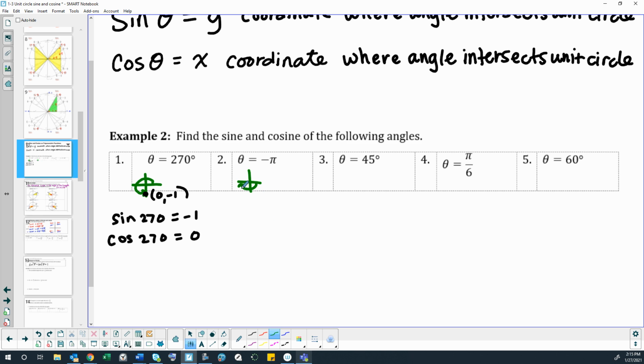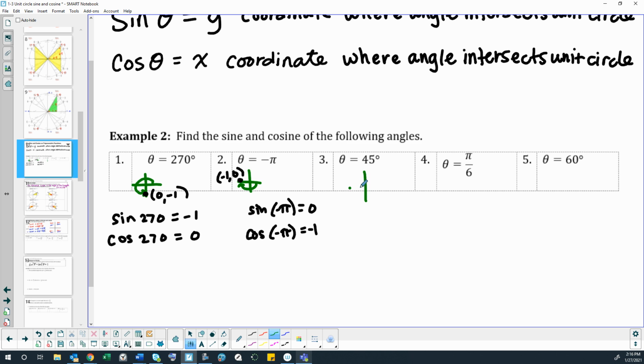Here's a sketch of -pi. So obviously that's 180. So that would be at a point of (-1, 0). And so our sine of -pi would be 0. And our cosine of -pi would be -1.